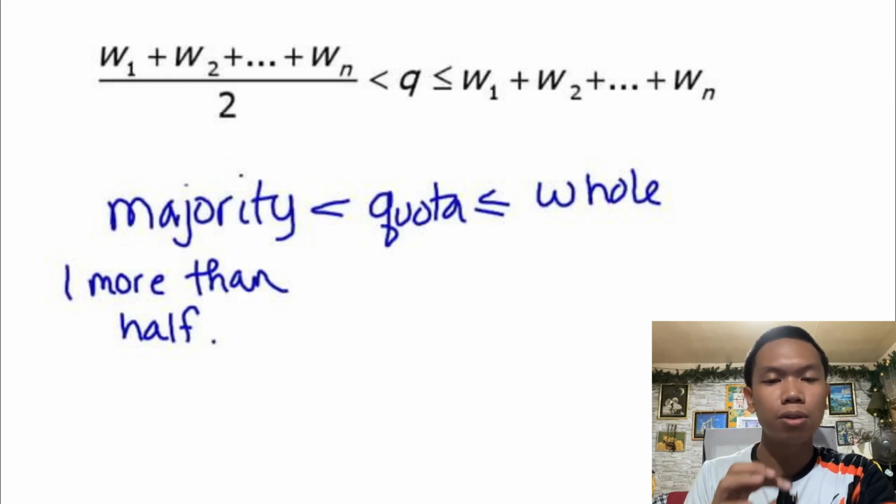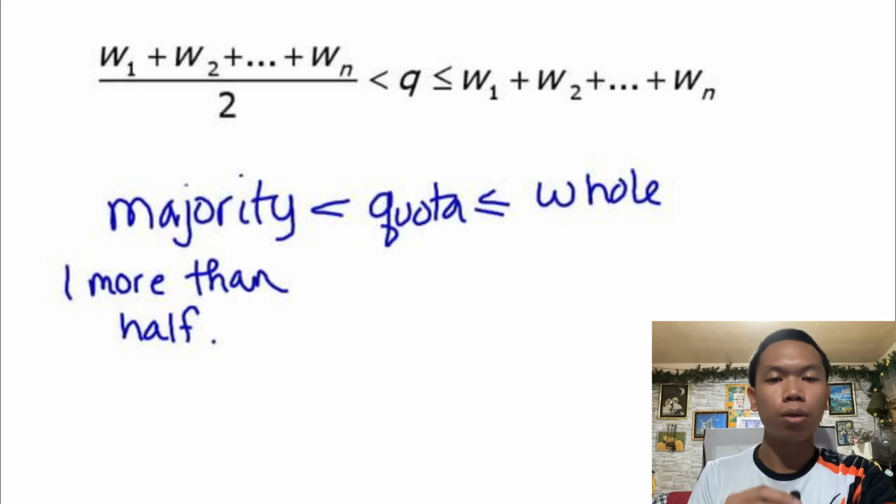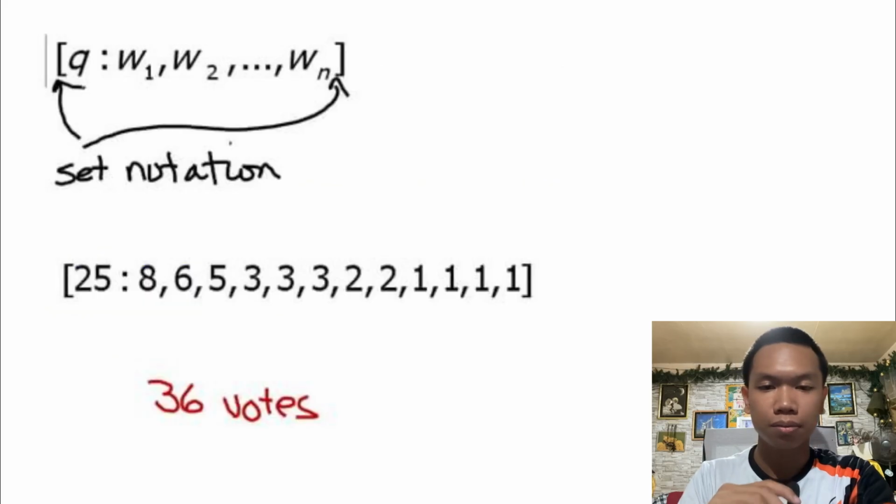Majority less than or equal to quota less than or equal to the total number of votes. It means that the quota must be more than half of the total votes, but it cannot be greater than the total number of votes available. For example, if the total number of votes is 20, then the quota must be at least 11 because 11 is more than half of 20. The quota is the minimum number of votes needed for a proposal to pass.